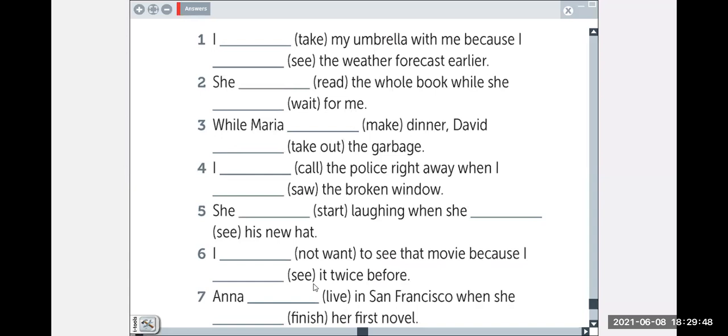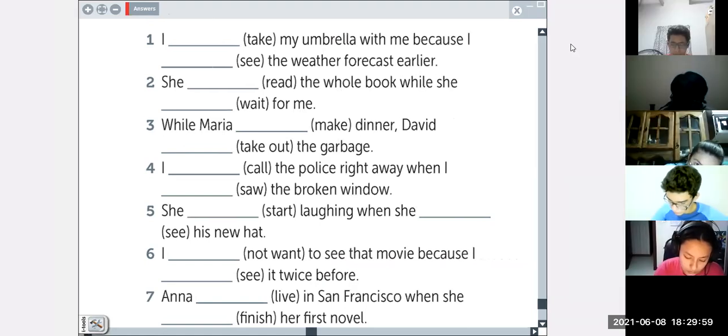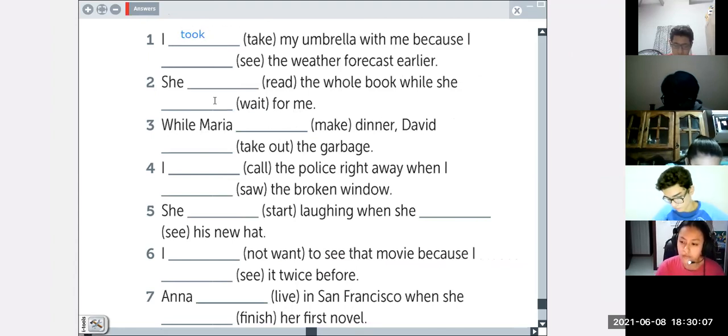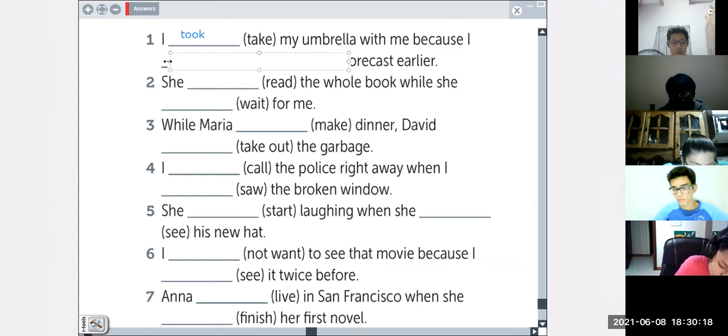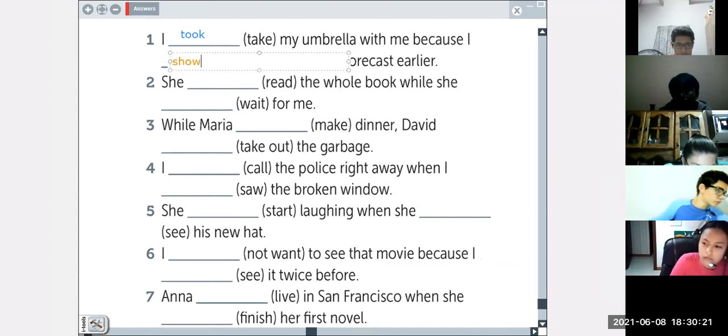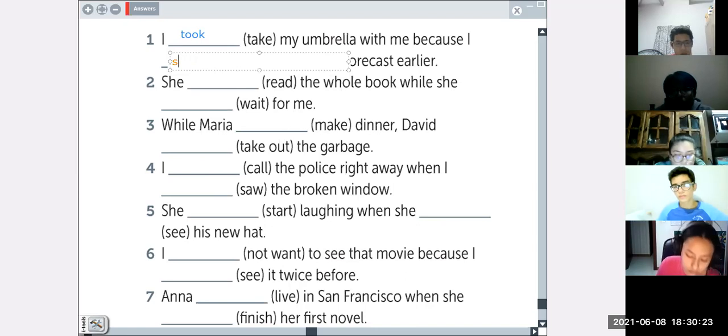Okay, if you have the answer, please raise your hand so we can correct it. Okay, number 1, it says, please, Diani. I took my umbrella with me because I saw the weather forecast earlier. I saw. So, no sé cómo se pronuncia. No, con a. I saw. So. Okay, what do you think, guys?